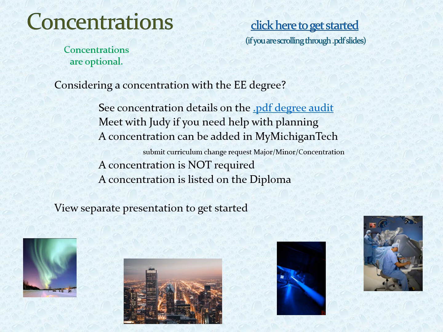To officially add a concentration, log into My Michigan Tech and in the Current Students tab, click the link to submit a request to change major, minor, or concentration. Your degree audit report will then reflect the degree requirements with the concentration.